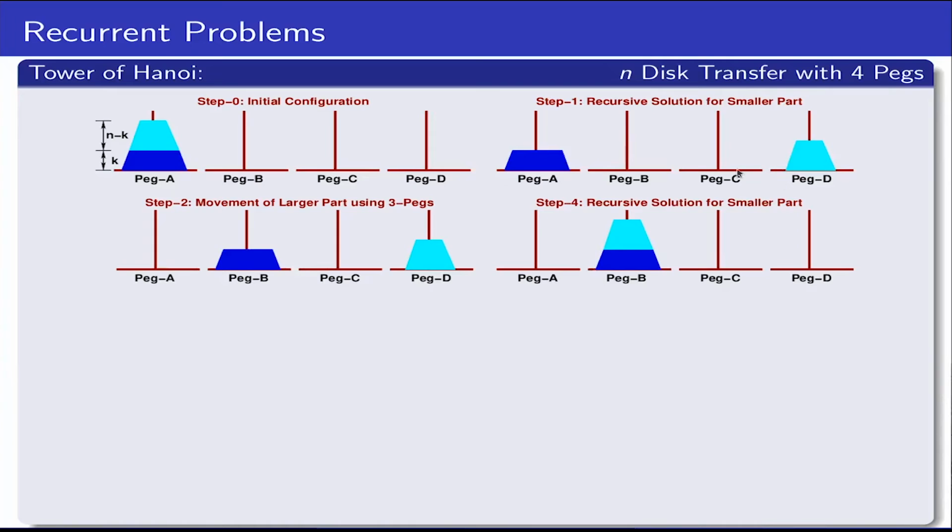So therefore, when this light blue part of all the disks from peg D I put back in peg B, then I can use again the 4 pegs. So first, the light blue part we can use 4 pegs. The dark blue part can use only 3 pegs. Then again the light blue part can use the 4 pegs also.